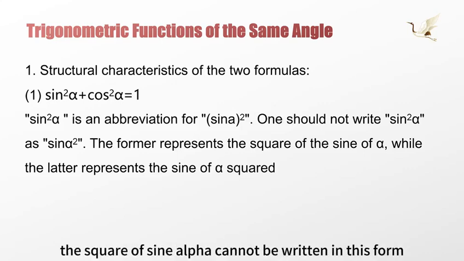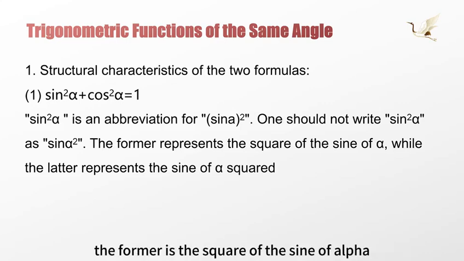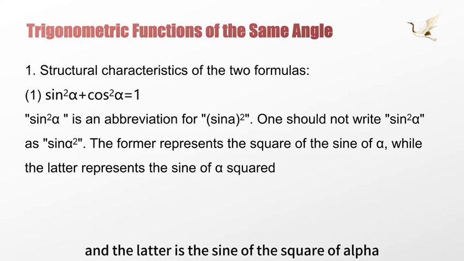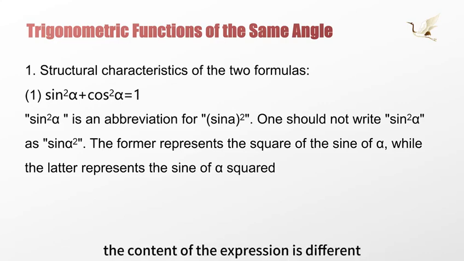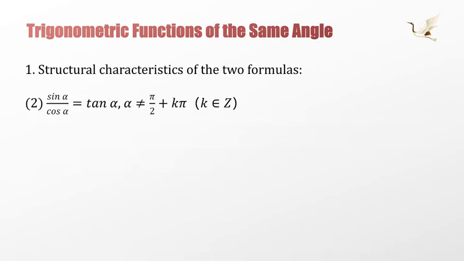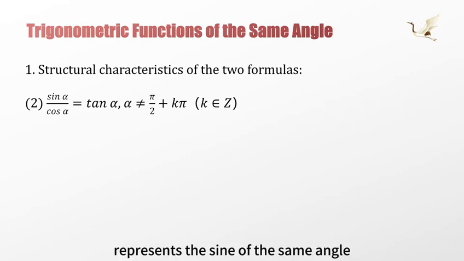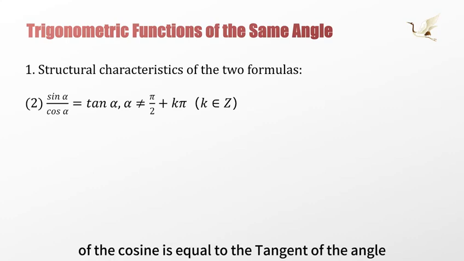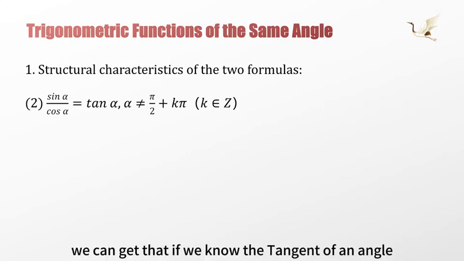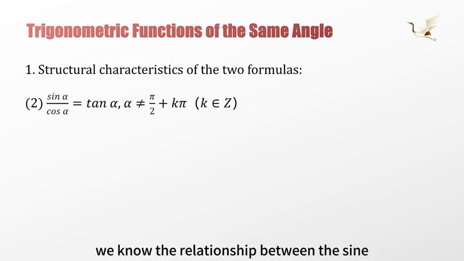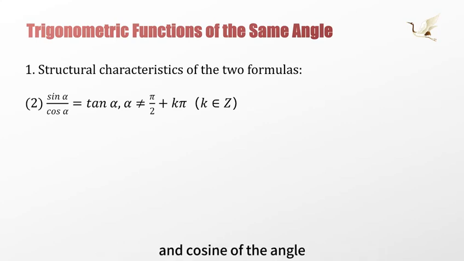The square of sine alpha cannot be written in this form. The former is the square of the sine of alpha, and the latter is the sine of the square of alpha. The content of the expression is different. The second formula represents that the quotient of the sine and cosine of the same angle is equal to the tangent of the angle. From this formula, if we know the tangent of an angle, we know the relationship between the sine and cosine of the angle.